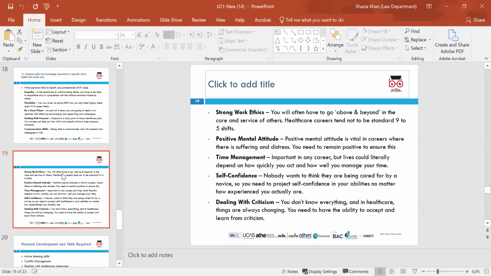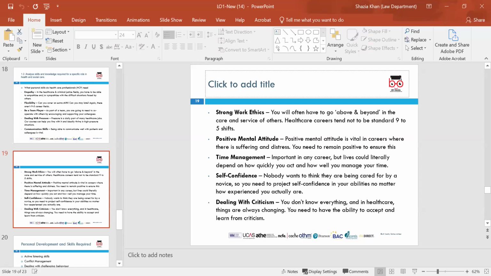Exactly. Strong work ethics. So going over and beyond as well, making sure that you have got strong work ethics and strong standards. A positive mental attitude is vital when someone is suffering in distress. You need to remain positive. Remaining positive will help the patient or the individual who you work with. Time management is another one that's really important. Making sure that you are on time and not late. Self-confidence, nobody wants to be cared for by someone who thinks they are not confident. Those are the skills that need to be put in place.